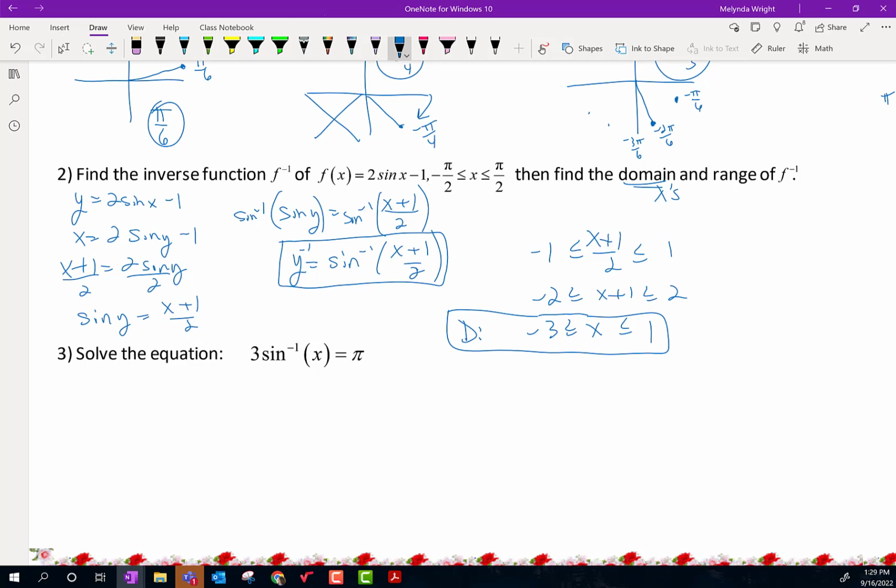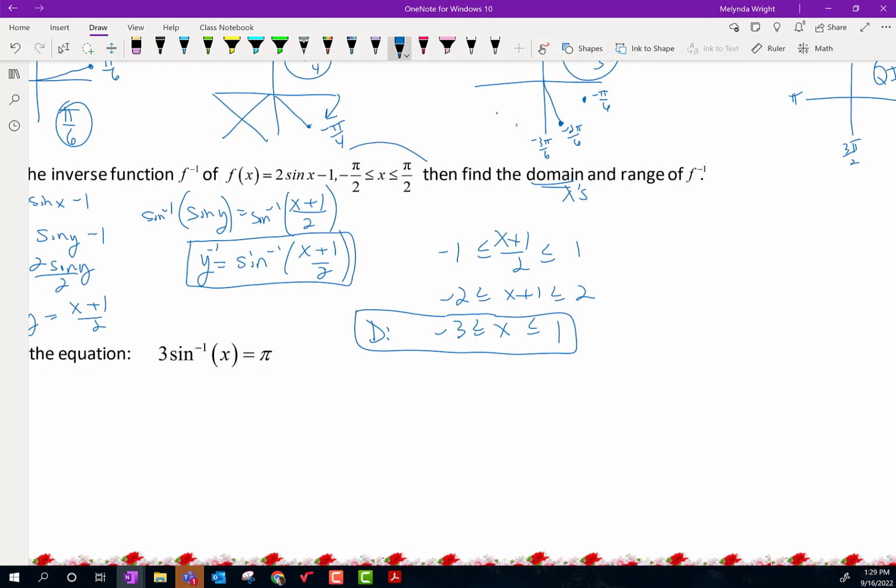Okay, the range is just going to be the same thing. Okay, so the range is just going to be -pi over 2, oh, that's a y, pi over 2.